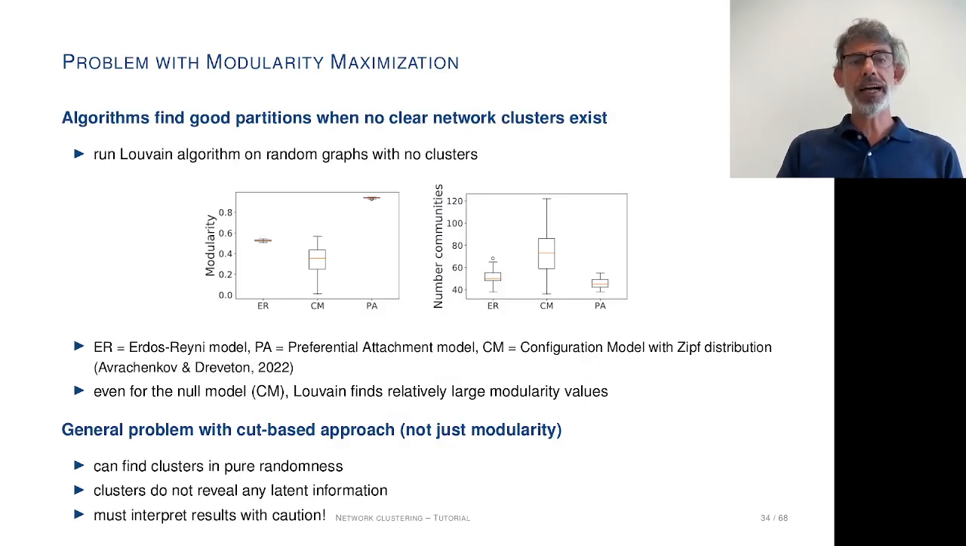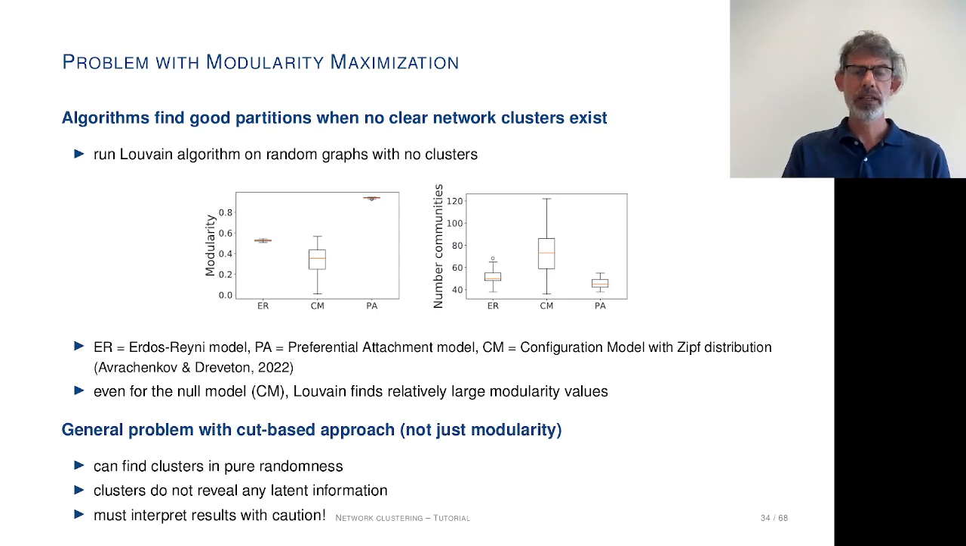Another issue is that algorithms for maximizing modularity or minimizing cut size often find good partitions even when there are no clear network clusters. If you take the Louvain algorithm and run it on a random graph with no clusters, you actually are going to find an assignment of clusters that has a reasonably high modularity value. The plot on the left shows the modularity value for graphs generated by the Erdős–Rényi model, the preferential attachment model, and the configuration model with Zipf distribution. Recall that the configuration model is the null model for modularity. You can see that in all scenarios, a pretty high modularity value was found.